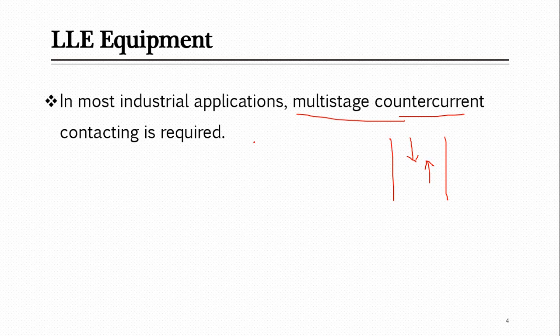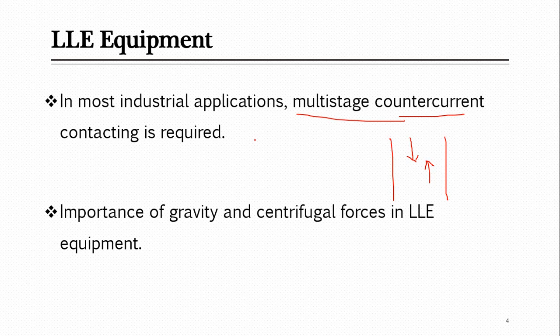If you remember, vapors move towards the top and liquid moves from top to bottom, and they come in contact with each other, which maximizes the contact between the two streams, right? In liquid extraction equipment, two forces are very important. One is gravity. Gravity is important because at the end of the day we have to settle these phases which come in contact, and then separate them into two separate phases so that we can go for further treatment. As well, there is centrifugal force.